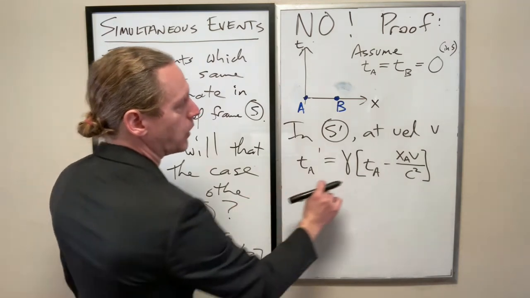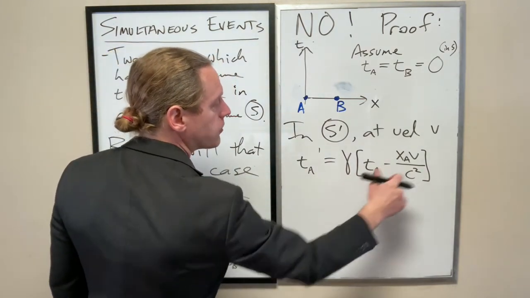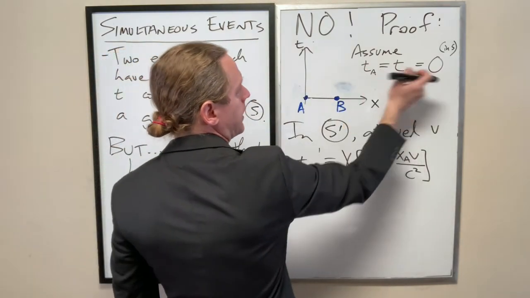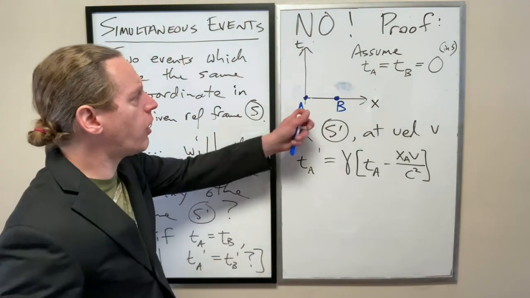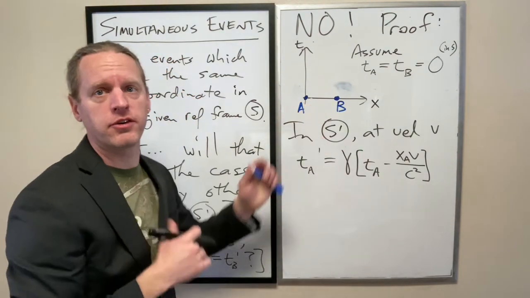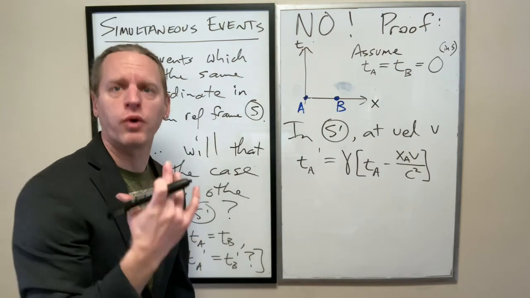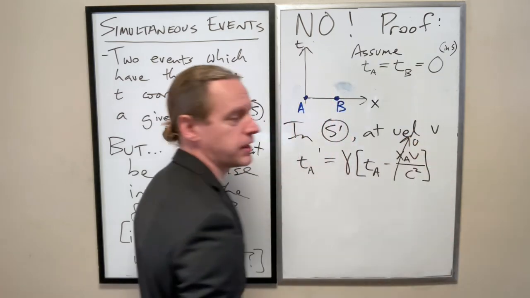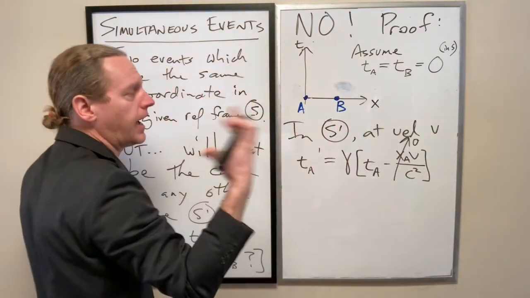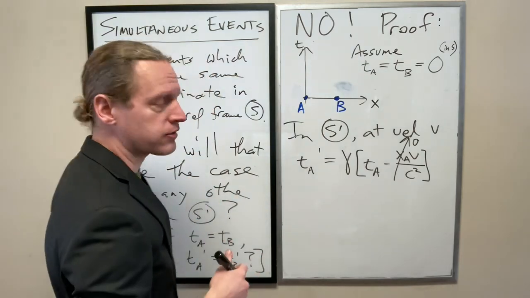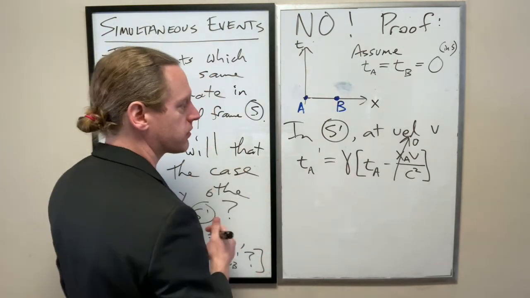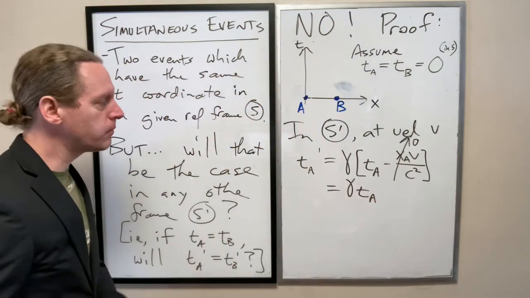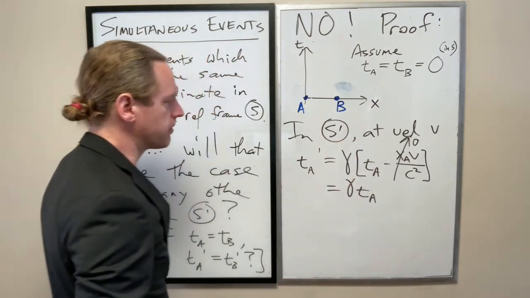Now, in this case, if you take a look at how this transforms, specifically event A, we know that the t-coordinate of event A is 0, and it's pretty clear we've also drawn this so that the x position of A is 0. And that's why I said we're defining it to be at the origin. So this term here is going to drop out because event A happens to be at the origin of frame S. So this becomes gamma TA, and that's fine. I don't need to simplify that any further.